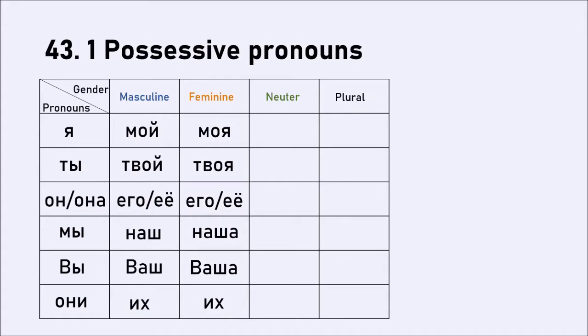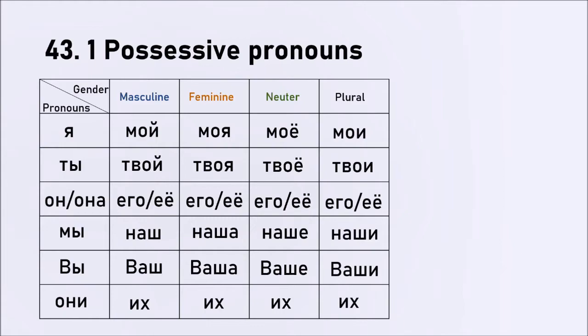Now let's have a look at the neuter ones. Моё, твоё, again, его, ее, наше, ваше, их. And finally for plural, мои, твои, его, ее, наши, ваши, их. Now pay attention here. For the first 2 ones, for мои and твои, the stress falls on the last syllable, so on the I. However, for наши and ваши, it's on the a, on the first syllable.